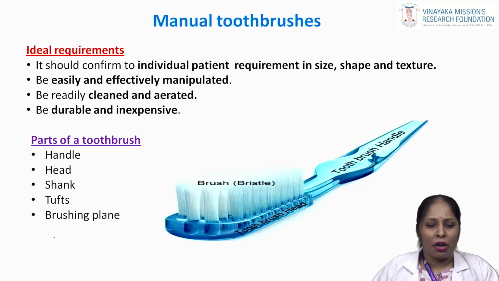So moving to the manual toothbrushes, the ideal requirements include: it should conform to the individual patient's requirement in size, shape and texture. It should be easily and effectively manipulated, it should be readily cleaned and aerated, and it should be durable and inexpensive. So let's see the parts of a toothbrush. The parts include head, handle, shank, tufts and brushing plane.